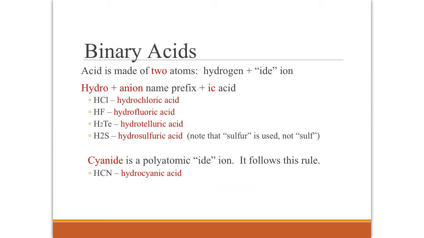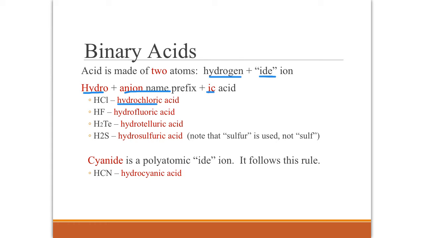So the first set of rules are for binary acids, or acids made of a hydrogen and then some kind of "ide" ion. The rule for naming it is you start with the word hydro, add the anion prefix, depending upon whatever that was for the original element that name came from, and then add "ic." So our HCl that you've already heard about is hydrochloric acid. So hydro plus chlor as the anion name prefix from chloride, and then ic: hydrochloric acid.